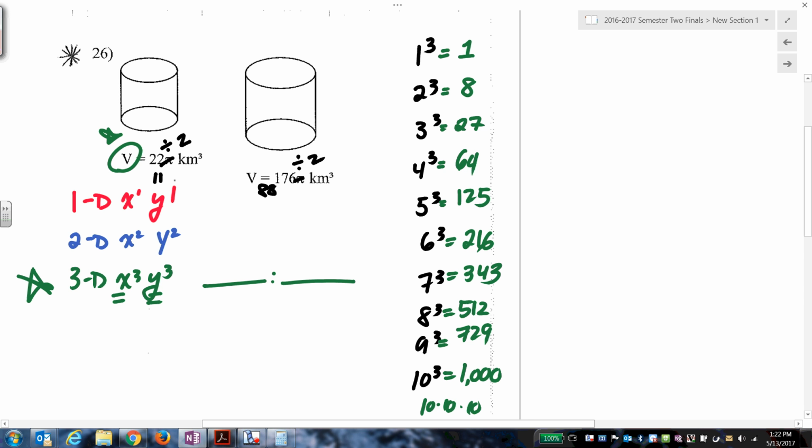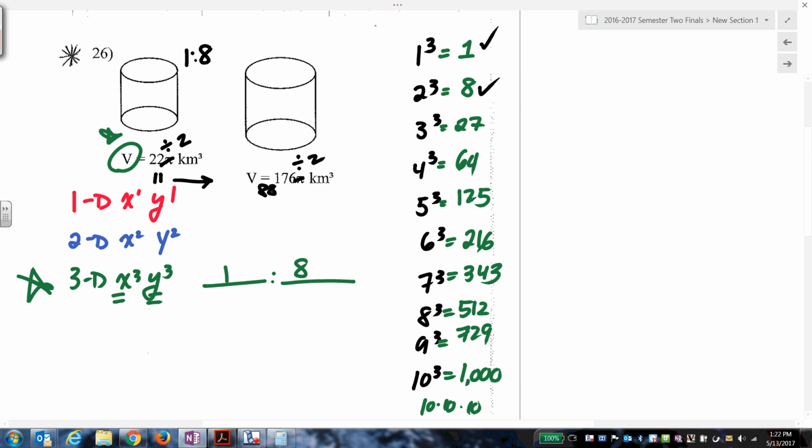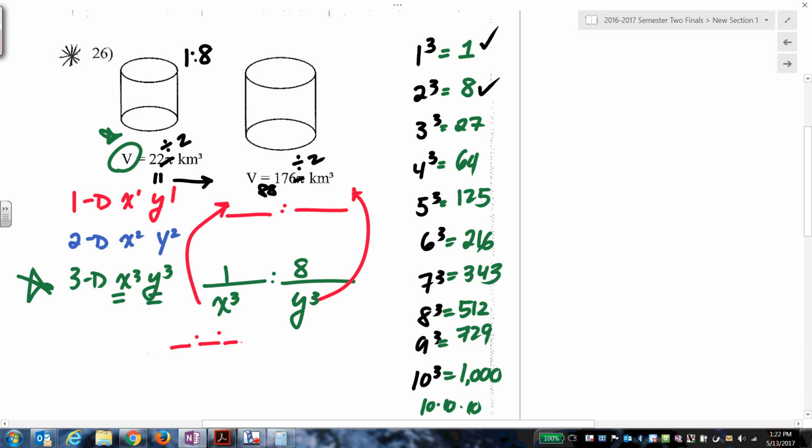And I see that 11 actually goes straight into 88, so that ends up being 1 and 8. And look, there's 1, there's 8. I'm already in my cubed root position, 1 and 8. So x cubed is 1 and y cubed is 8. Your job is to go back to the scale factor, which is back to x to the first and y to the first. You ask yourself, what number times itself 3 times is 1? And what number times itself 3 times is 8?